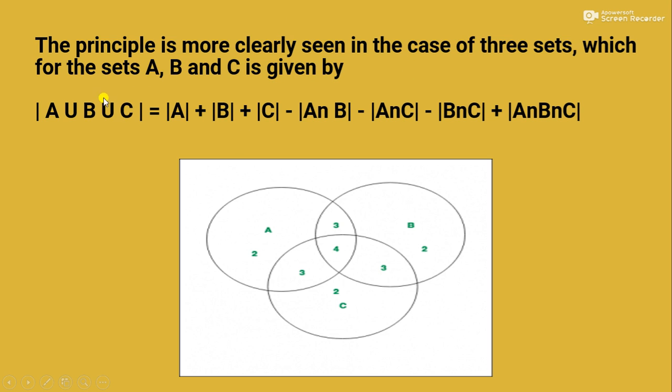So for calculating the cardinality of A union B union C, or the total number of elements in the union of 3 sets, first we need to add the cardinality of single set A, then the cardinality of single set B, and the cardinality of single set C. Then we need to minus.